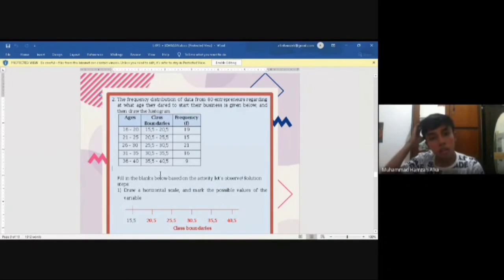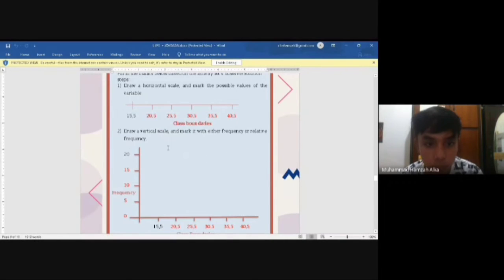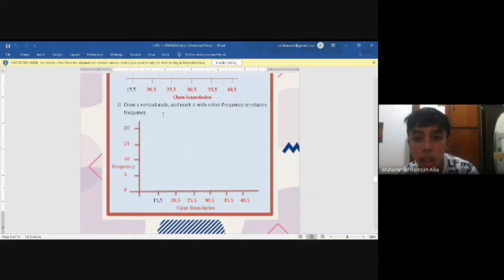Yes. Okay. So number 2, the question is: the frequency distribution of data from 80 entrepreneurs regarding at what age they dared to start their business is given below, and then draw the histogram. According to our group discussion, first, fill in the blanks below based on the activity. First, draw a horizontal scale and mark the possible values of the variable. Then second, draw a vertical scale and mark it with either frequency or relative frequency. This is the vertical scale, and we add the frequency. It starts from 0, then the interval is 5.